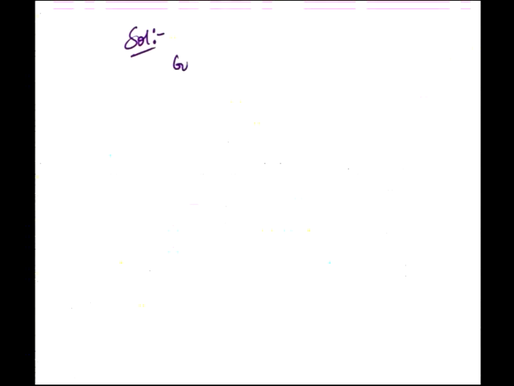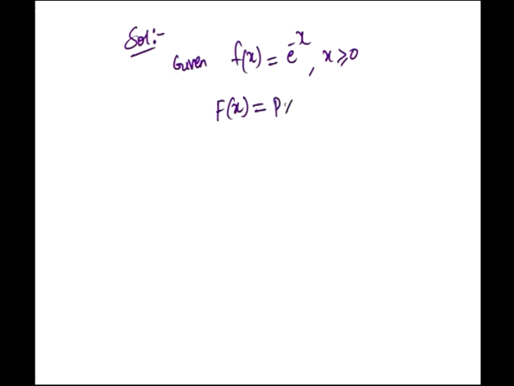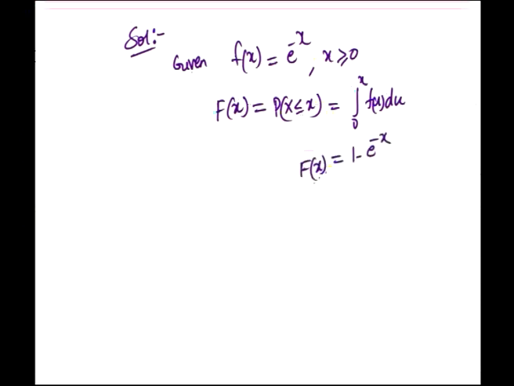The solution: given f of x is an exponential distribution with parameter 1 for x greater than or equal to 0. Then, according to the formula for Fn of x, before that, what is capital F of x? Capital F of x is P of X less than or equal to x, it is integral 0 to x f of u du. We have just proved this in the previous problem. So, capital F of x is 1 minus e power minus x.